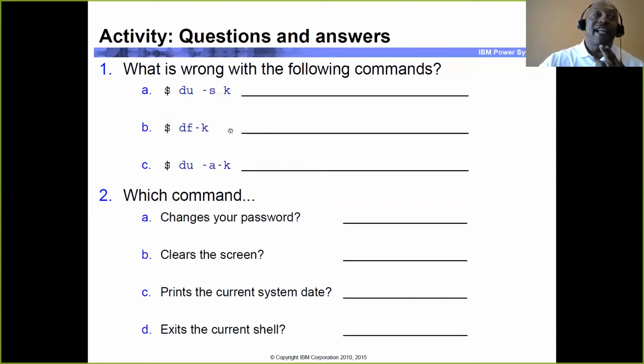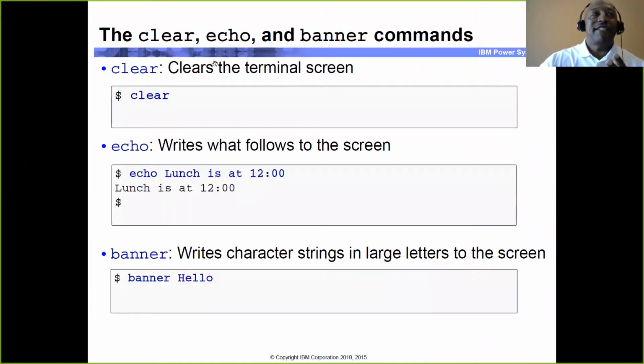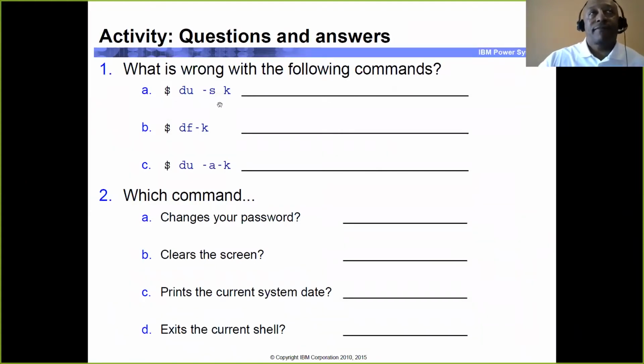All right, we can kind of tell utilizing what we saw here, the command format examples. What's wrong with these commands here? For A, you're missing a minus sign. You're missing a dash or a minus sign and a space in between, probably, right? You might have it, you just can't really tell. But at least you're missing the minus sign, potentially. Because again, we're looking at those as two different options, right?